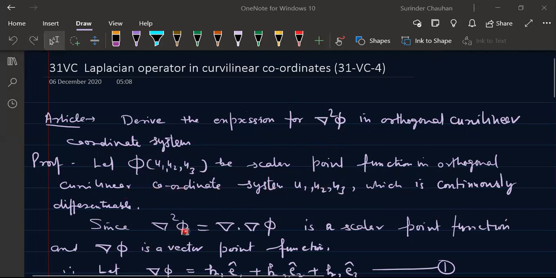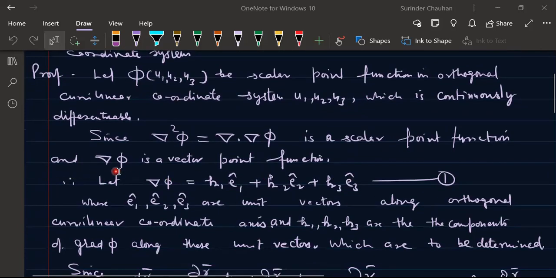Since we know that del square of phi is equal to del dot del of phi, where phi is a scalar point function and del of phi is a vector point function. So let us take del of phi equal to k1 e1 unit vector plus k2 e2 unit vector plus k3 e3 unit vector, where e1, e2, e3 are the unit vectors along the orthogonal curvilinear coordinates, means along the tangential vector along the curve, and k1, k2, k3 are the components of the gradient of phi along these unit vectors, which are to be determined.